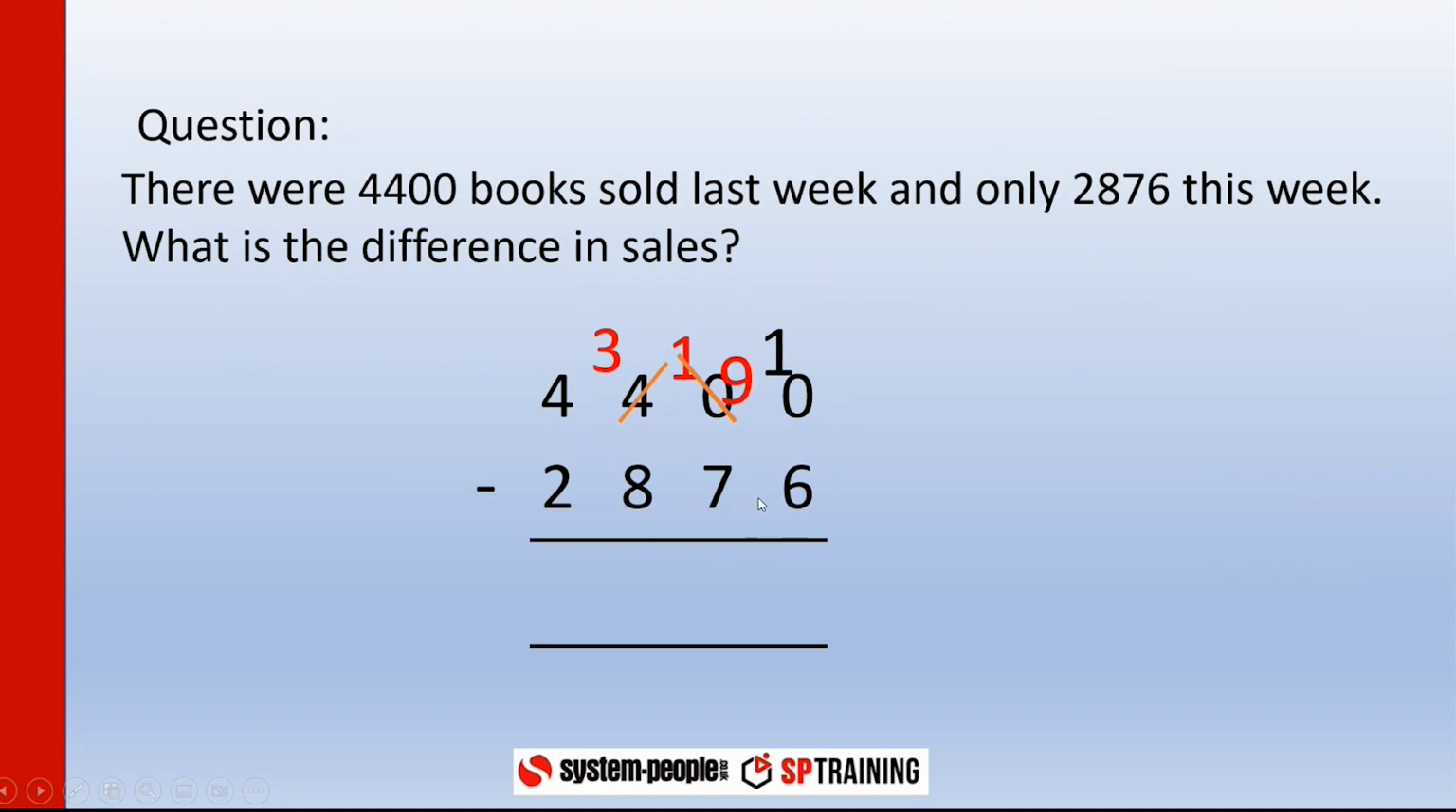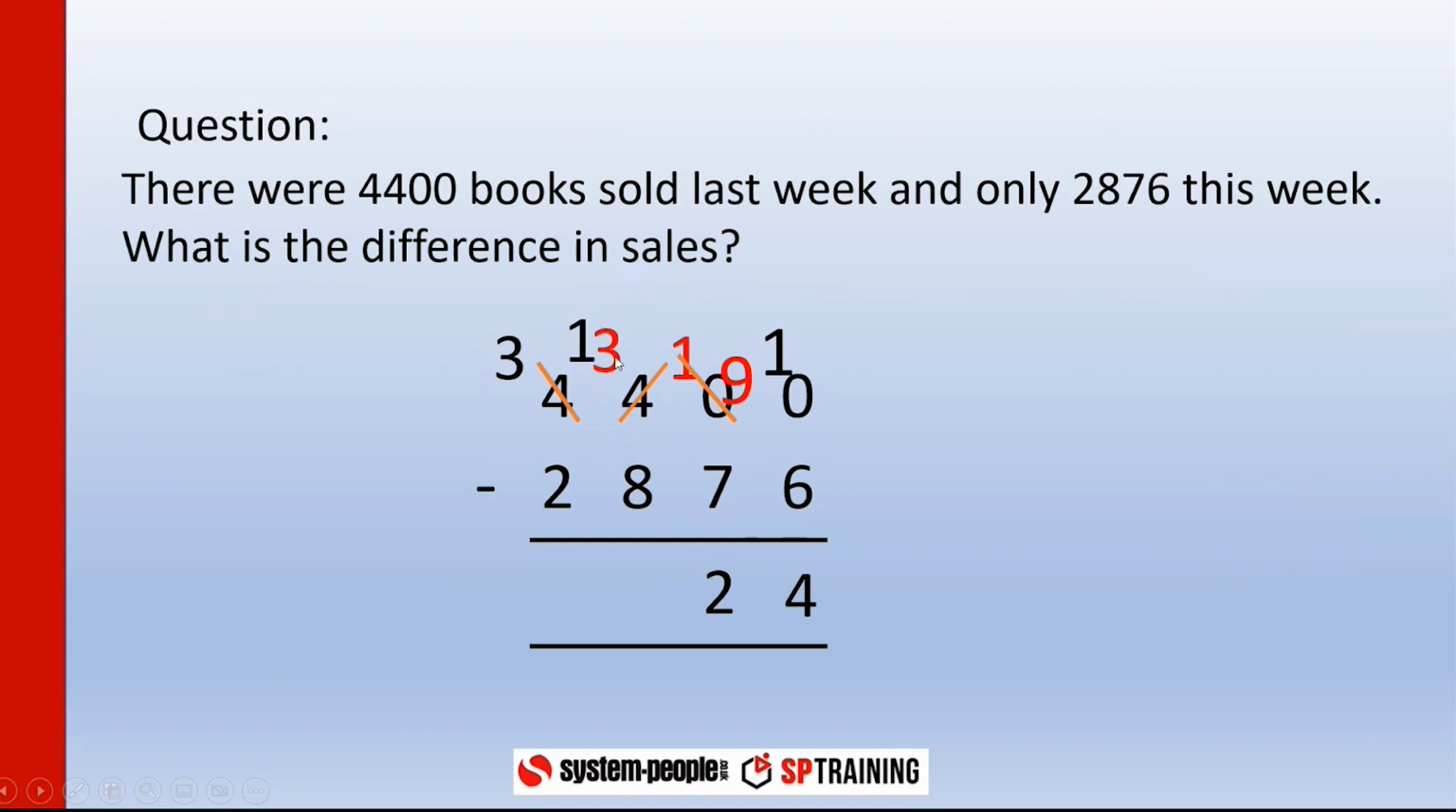And then we can proceed with our takeaway. We've got 10 take away 6, which is 4. 9 take away 7, which is 2. We can't do 3 take away 8, so we look to the next column to the left, the thousands. We can take one of the thousands away from here, so we now have 3,000 here, and we can move that into our hundreds column.